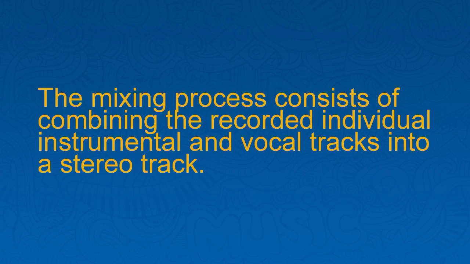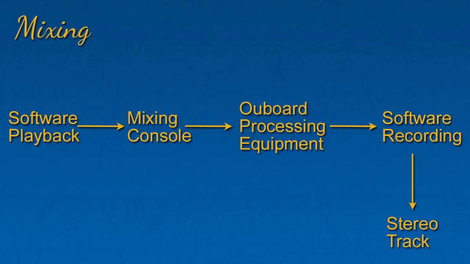The mixing process consists of combining the recorded individual instrumental and vocal tracks into a stereo track, or into surround sound tracks if the project requires it. The equipment normally needed for this process is a mixing console, outboard processing equipment, and nowadays a computer running multi-track audio software. The recorded tracks are played back by the software, flow out through the mixing console and the outboard processing equipment, and back into the software where they're combined into the final stereo track.